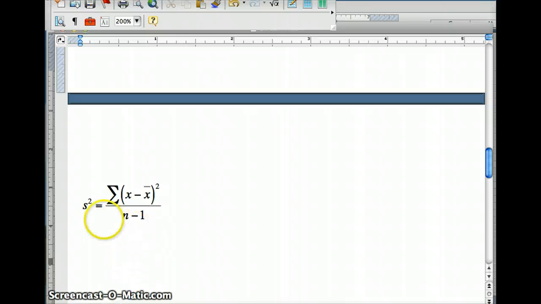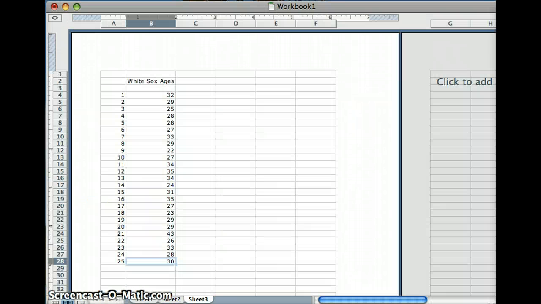So our formula again is the variance, S squared, is the sum of X minus X bar squared divided by N minus 1. And let's take a look at one more example. I have the ages of the Chicago White Sox on opening day of 2011. And we want to go ahead and find the standard deviation. So this first column is X.